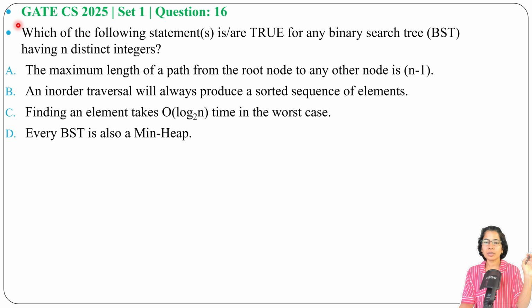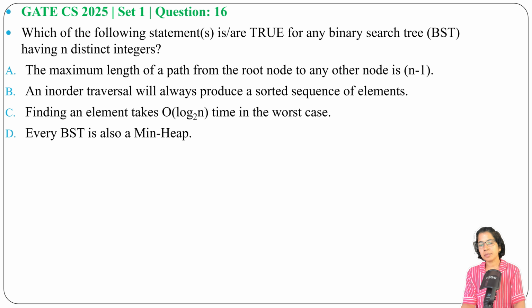Hey students, let's solve one previous question of data structure. This question was asked in GATE CS 2025 set 1, question number 16. Which of the following statements is or are true for any binary search tree having n distinct integers? 4 options are given. Let's check one by one options.